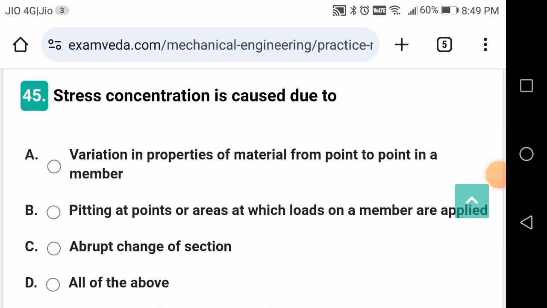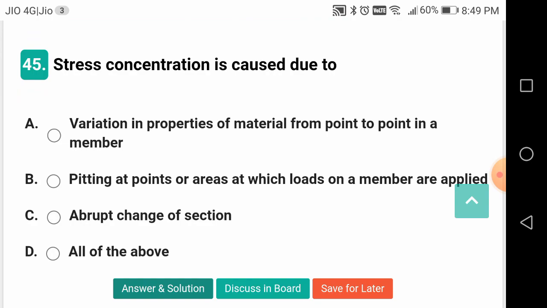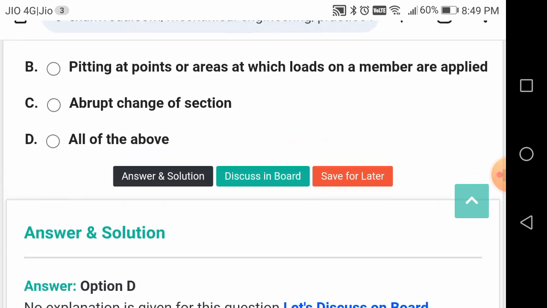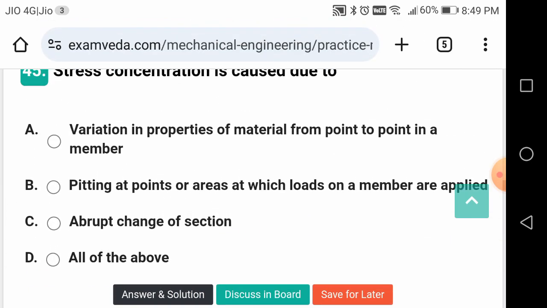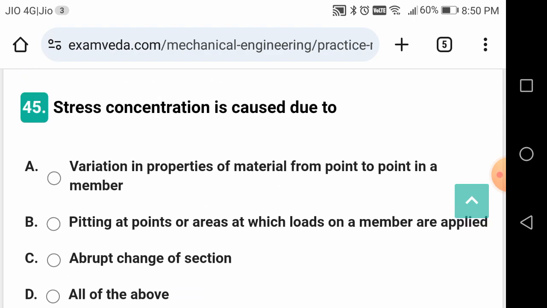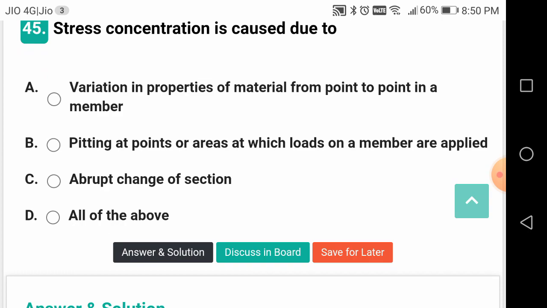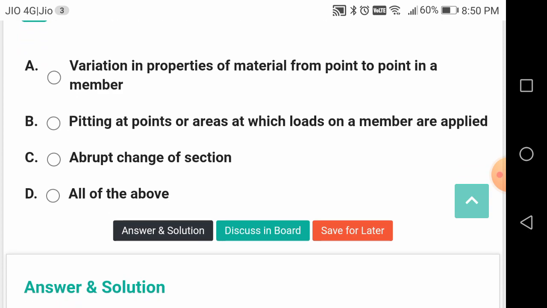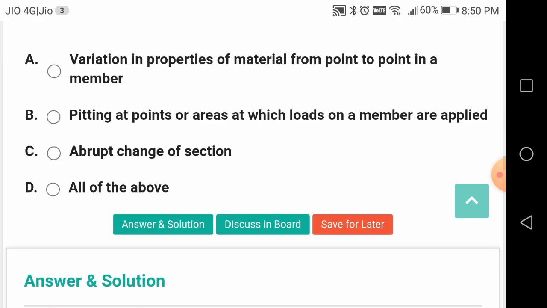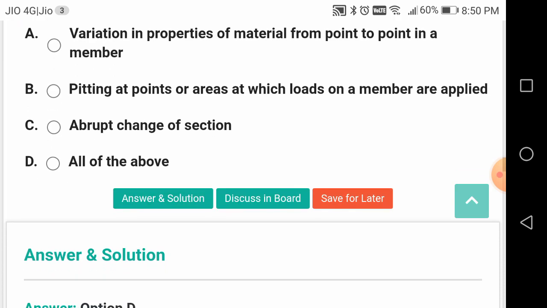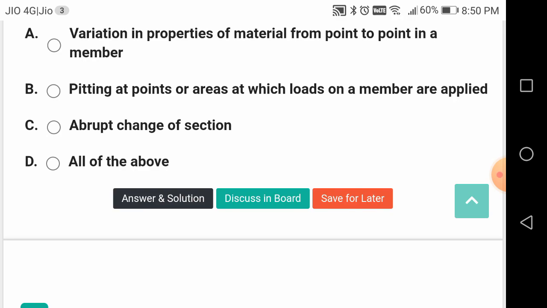Stress concentration is caused due to what? Which is the main reason for stress concentration? All of the above. So any of these things could induce stress concentration in a machine member. Variation of properties of material from point to point in a member, fitting at points in all areas at which load on member is applied, abrupt change of cross section, all of the above. That is the correct answer. Okay, friends.